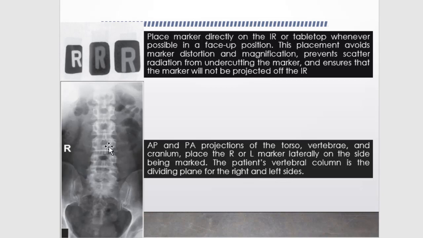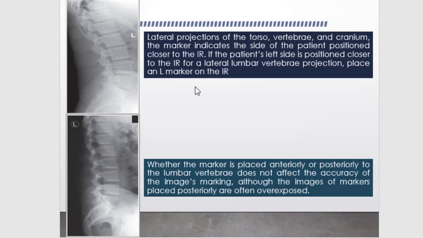Okay, so you either put the right marker on the right side or the left marker on the left side, acceptable. Lateral projection of the torso, vertebra, and cranium. For this three-part lateral projection, the marker indicates the side of the patient, usually positioned closer to the IR. Meaning, let's say you are doing a left lateral chest, you should put the left marker to indicate the left side of the patient is closer to the IR.